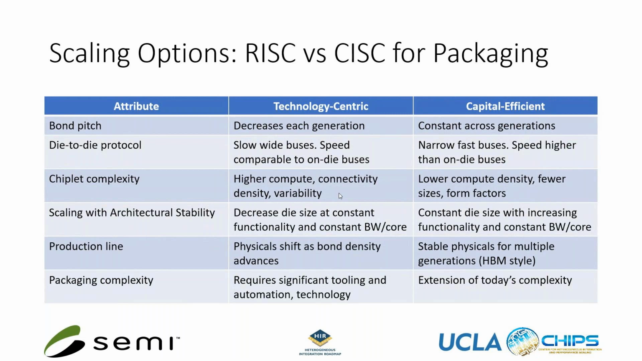On the production line and design complexity, capital-efficient scaling gives you some advantages in my mind. You've got stable physicals for multiple generations, so designers can aim for something solid and stable. In terms of packaging complexity, technology-centric scaling requires significant tooling and automation, which is kind of what you want in a domestic packaging factory, a technology edge. And capital-efficient scaling is kind of an extension of today's complexity. Any questions, thoughts?